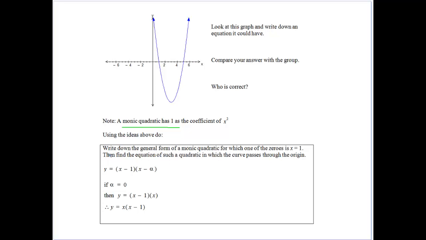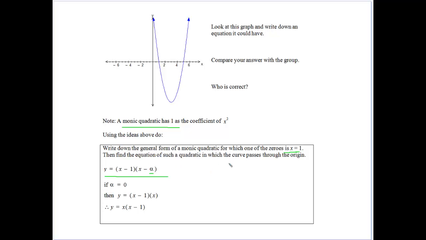So if we want to write down the general form of a monic quadratic, for which one of the zeros is x equals 1, find the equation of such a quadratic in which the curve passes through the origin. It would look like that. It would have the 1 out the front, because it's 1 times (x minus 1), then (x minus some value alpha), since it's another root. That's what the general form would look like.